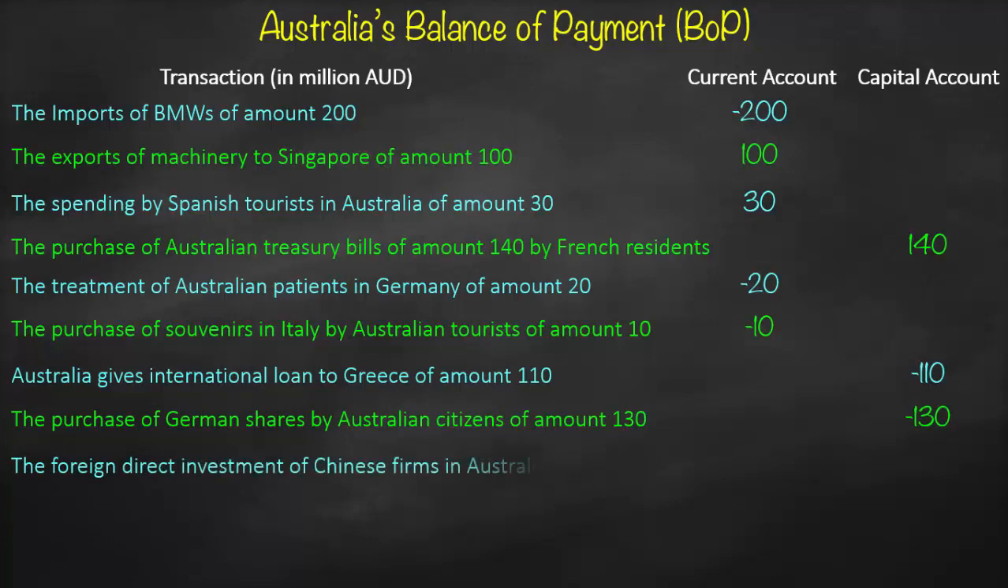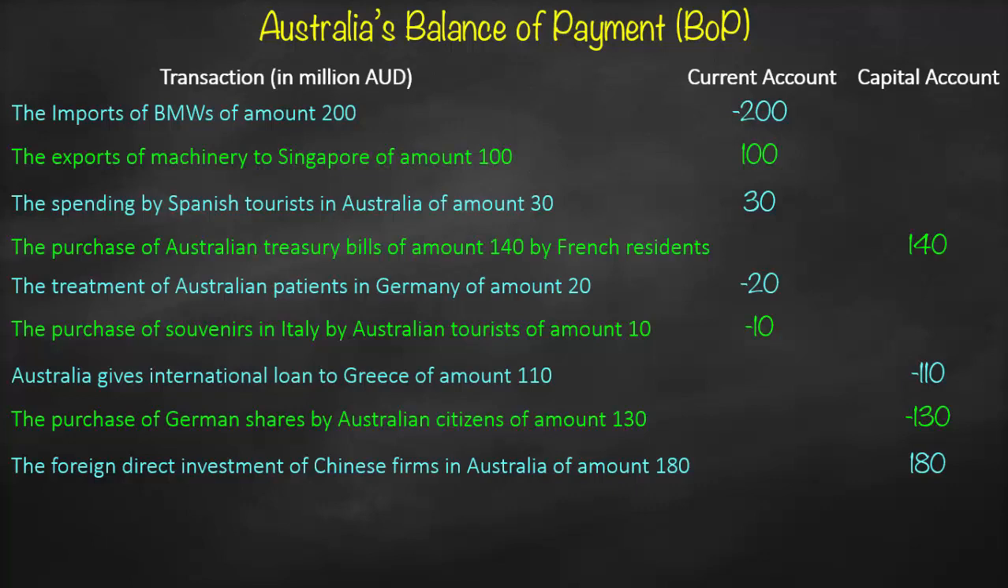Next transaction. The foreign direct investment of Chinese firms in Australia of amount 180. So Chinese firms would like to come and invest in Australia. Therefore, once they make an investment, one day they will sell their project and get their money back. Therefore, it's a two-way transaction. It will be reported under capital account. Chinese firms will invest in Australia, so Australia will receive the money. So it will be a cash inflow. It will be a positive cash flow. So we will write plus 180 under capital account.